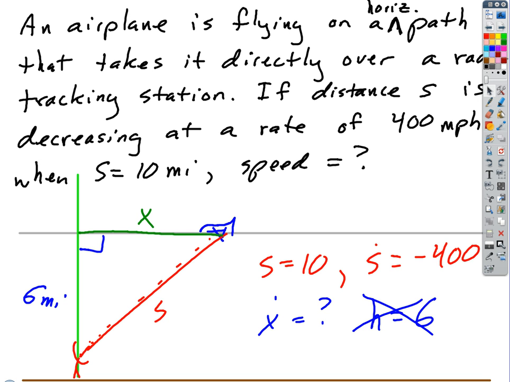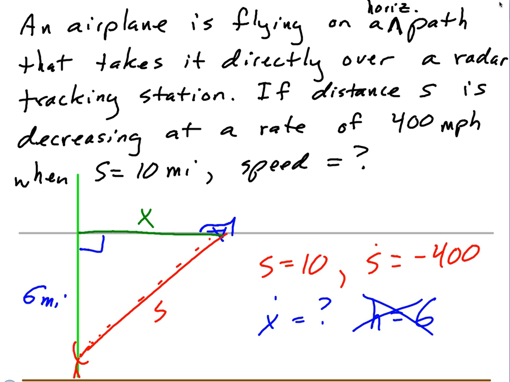Just to quickly review, we had an airplane which was flying horizontally on a path that took it directly over a radar dish. And what do we know about this? We knew that the distance S is decreasing at a rate of 400 miles per hour when the distance from the radar dish is 10 miles. Okay? And something I neglected to tell you was that the plane is flying at a constant altitude of 6 miles, and that's important. And we were supposed to come up with the speed of this thing, right?